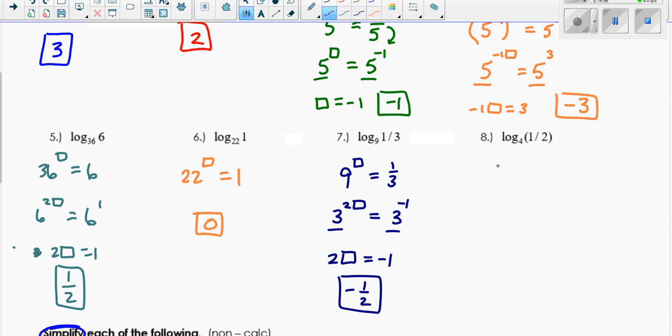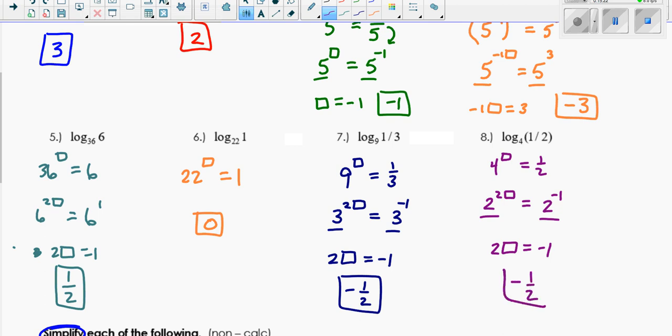Alright, next one. I have 4 to the something power equals 1/2. And I can rewrite this. So I can say 4 is the same thing as 2 squared, times something equals 2 to the negative first power. Notice my bases are the same. So that must mean that 2 times something has to equal negative 1. Just like the last problem, I divide by 2. I get negative 1/2 is my answer.